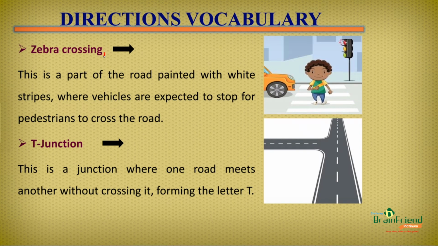A sidewalk is a paved path at the side of the road for pedestrians. Next, we have the zebra crossing. Now, this is a part of the road that is painted in white stripes where vehicles stop for pedestrians to cross. Next, we have the T-junction. This is a junction where one road meets another, and it forms the letter T.